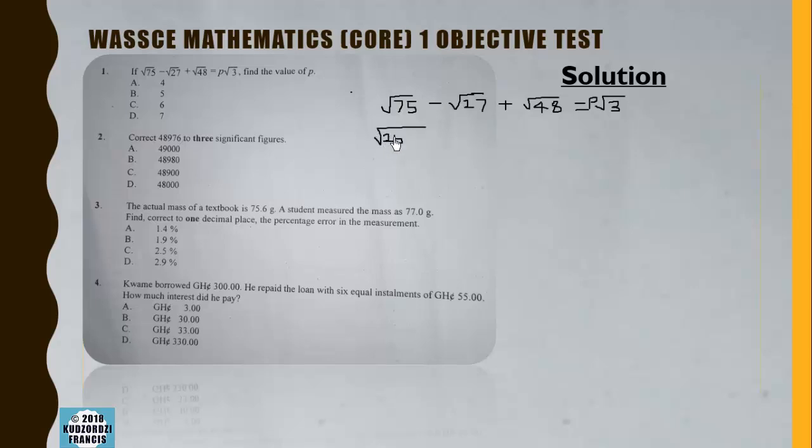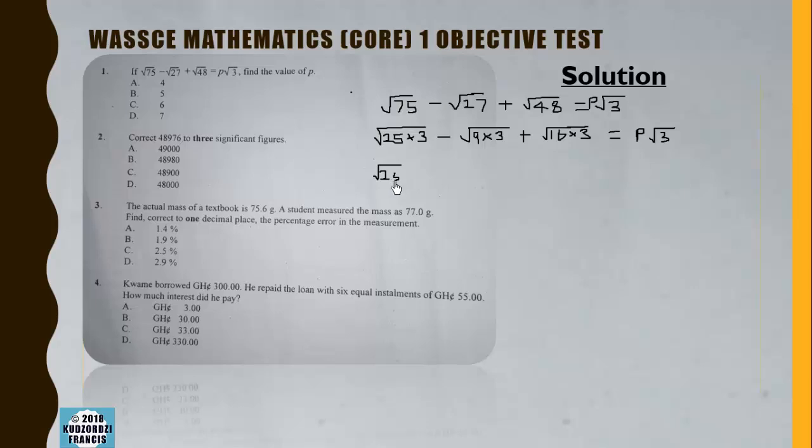So what we do is to remove all the perfect squares from the set. So root 75 is the same as root of 25 times 3. Then root 27 is the same as root of 9 times 3. Then root of 48 is the same as root of 16 times 3. So this is equal to p root 3.